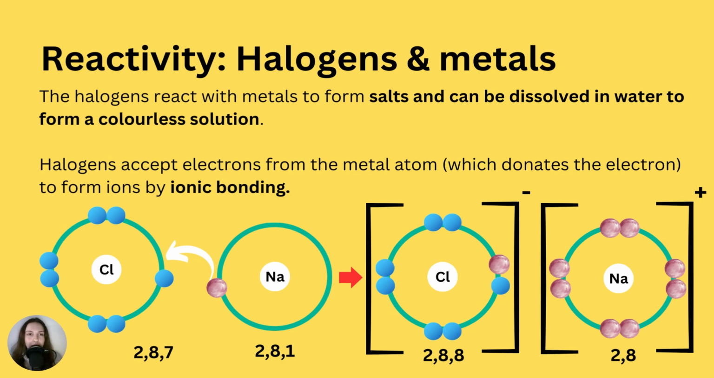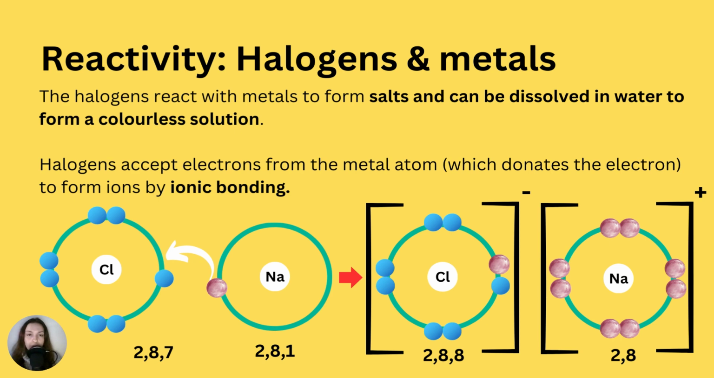So when halogens react with the metals, this is what is actually going on at an atomic level. The halogens react with the metals to form salts, which can be dissolved in water to form a colorless liquid. The halogen itself will accept the electron, and the metal will donate the electron. This is because of the ionic bonding that's occurring. Remember, both of those atoms want to become stable, and this is why they're doing this.